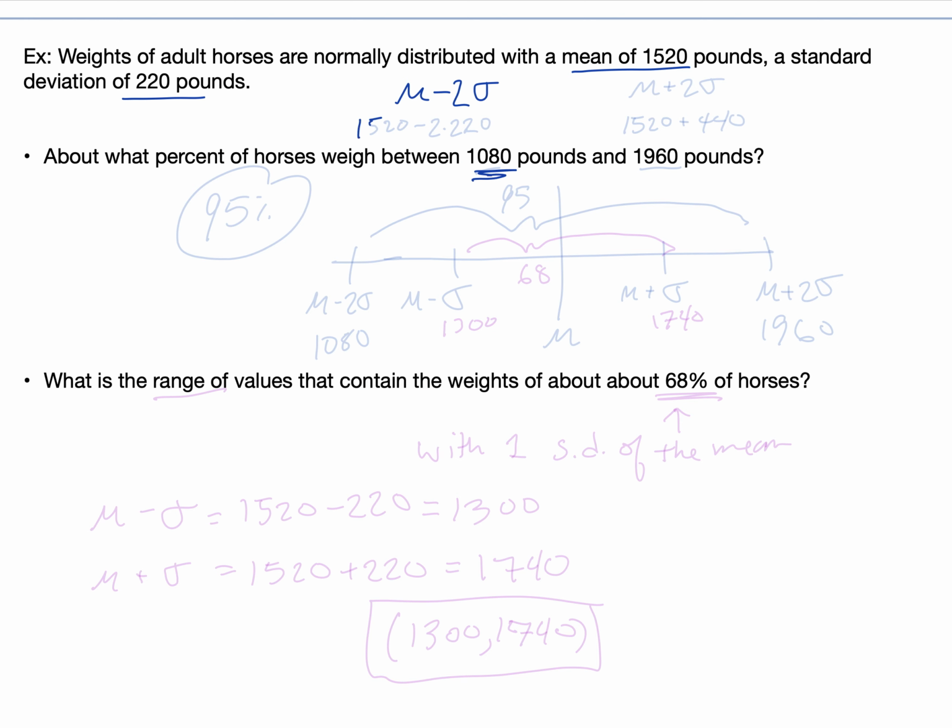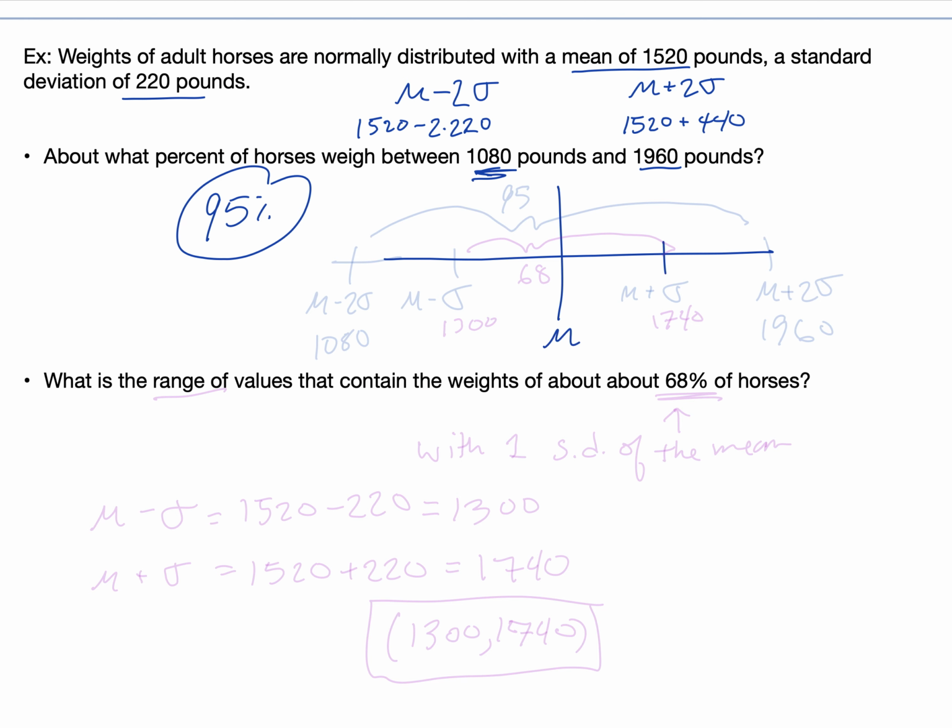So that's 1520 minus 2 times 220. 1520 minus 440 will give us this value, and the mean plus 2 standard deviations will give us this value, 1520 plus 440. 2 times the standard deviation will give us that value. So we know by the empirical rule that approximately 95% of the data values will fall within this range, because this is within 2 standard deviations of the mean.